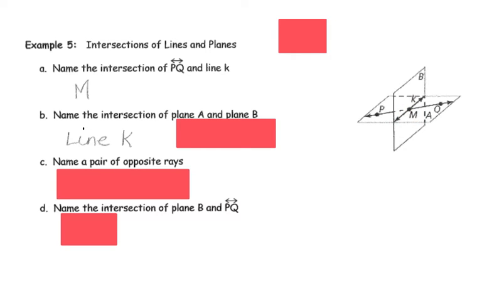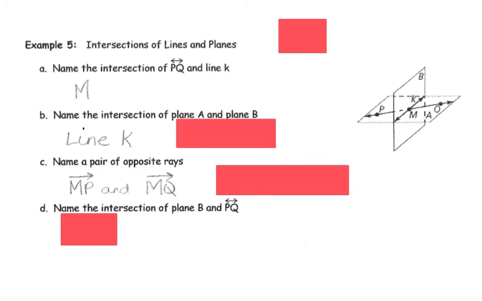Name a pair of opposite rays. Opposite rays. I've decided to pick ray MP and ray MQ. Opposite rays, and coincidentally, they do create a line together. D, name the intersection of plane B and line PQ.